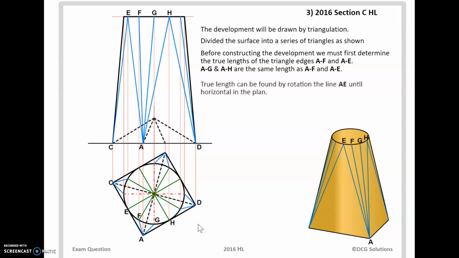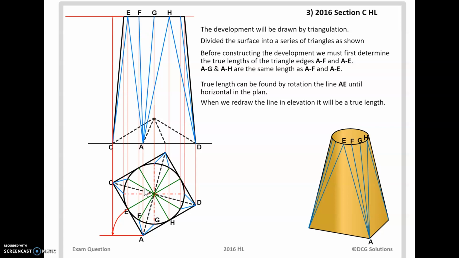True length can be found by rotating the line AE until it's horizontal in plan, so we're getting a level line here. We're going to rotate this down until it's level here. You'd see that happening now. So we're rotating E down till it hits here, and we're going to project it up then. When we redraw the line in elevation, it will be a true length. So we're coming from A to E. We've literally pulled this line down here, and we're going to do the same thing here. So we've drawn it out. E is now here.